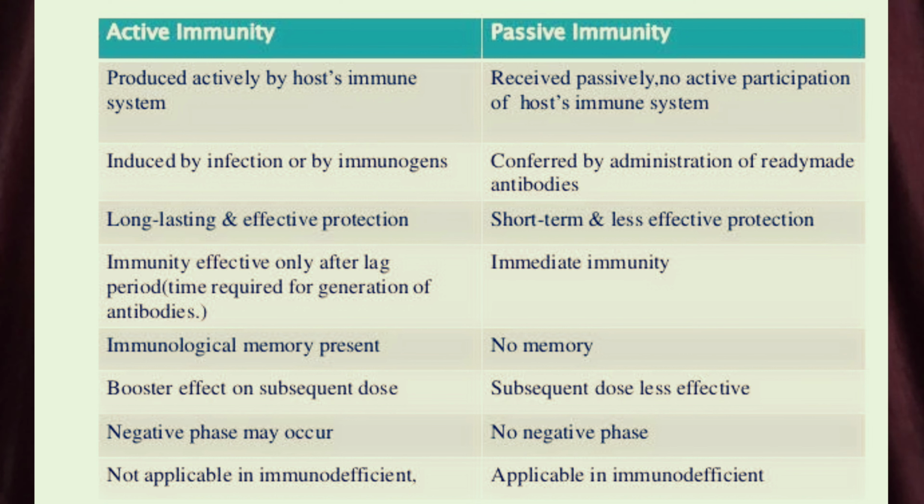Active immunity gives a booster effect on subsequent dose, whereas passive immunity doesn't give a booster effect on subsequent dose and is less effective. In active immunity, a negative phase may occur, whereas in passive immunity, no negative phase will occur. In active immunity, there is no application in the immunodeficient, whereas passive immunity is applicable in the immunodeficient.